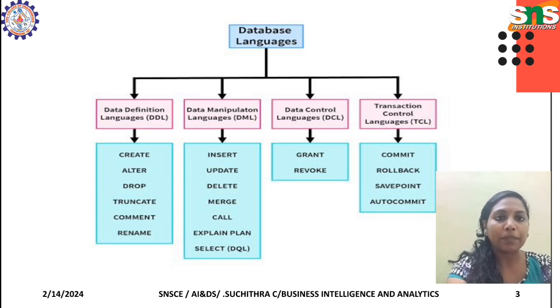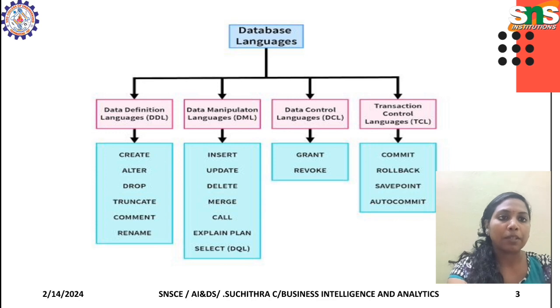The next type is data manipulation language, DML. The functions are insert, update, delete, merge, call, explain, plan, select. The next type is data control language. Its functions are grant and revoke.